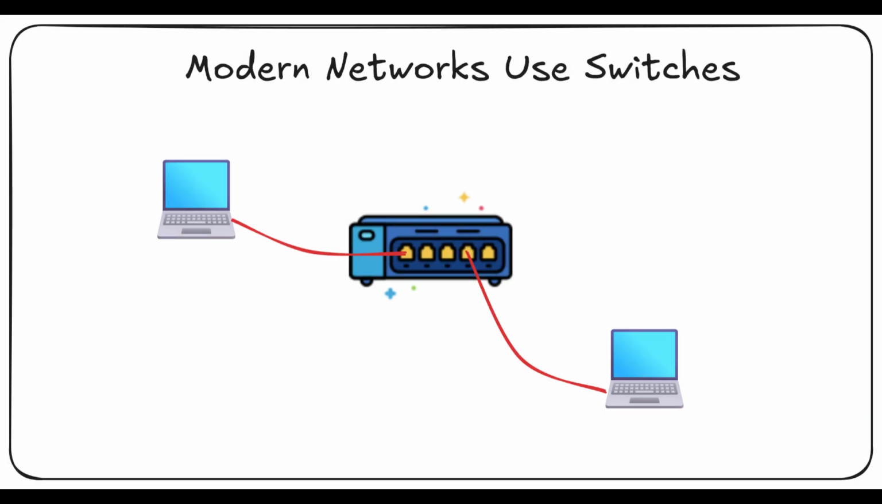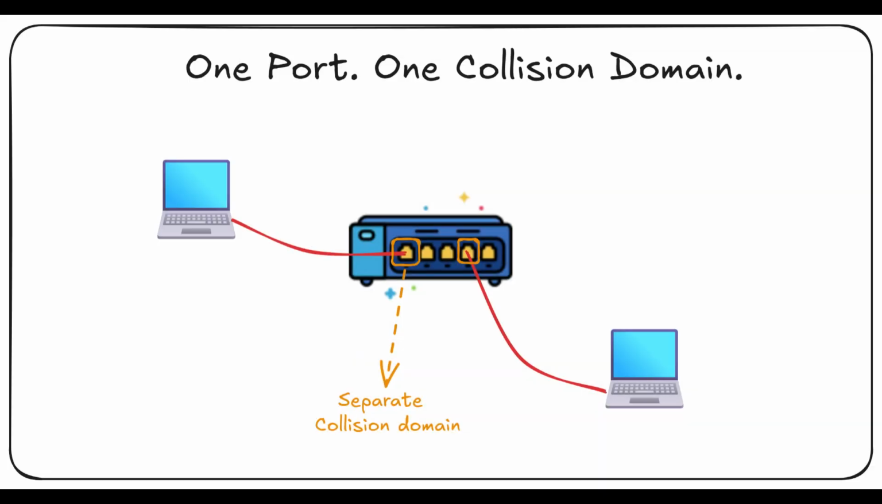Modern networks typically use switches instead of hubs. Switches create separate collision domains for each connected port. This significantly improves performance because devices can communicate more efficiently.